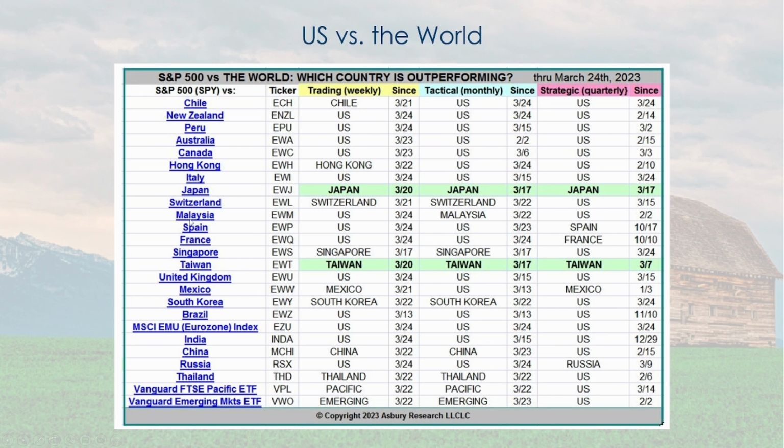The U.S. versus the world. The U.S. still, this has gone on for a long time, still is not strong enough relative to all of these countries to get a green box. Sometimes it's slightly better, but not enough to show a trend. So the only two that are showing a trend are Japan and Taiwan, and they are better than the U.S. in all three views, both the weekly, monthly, and quarterly.